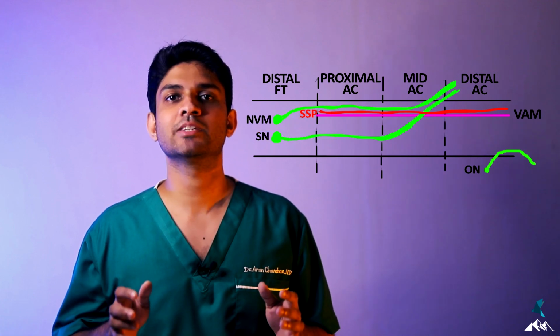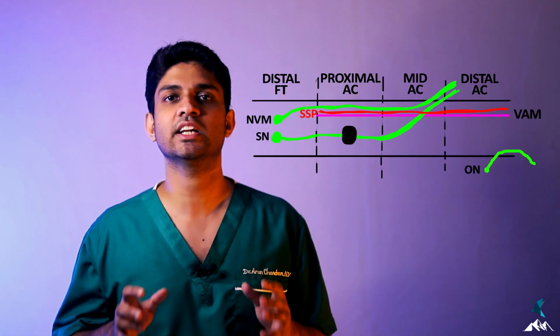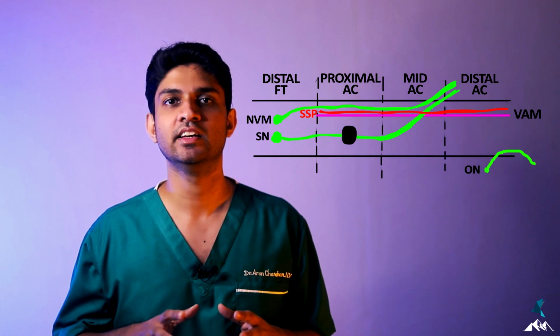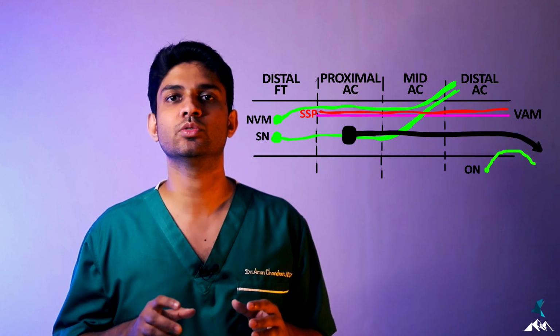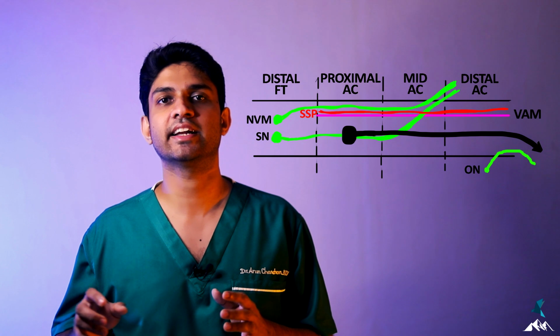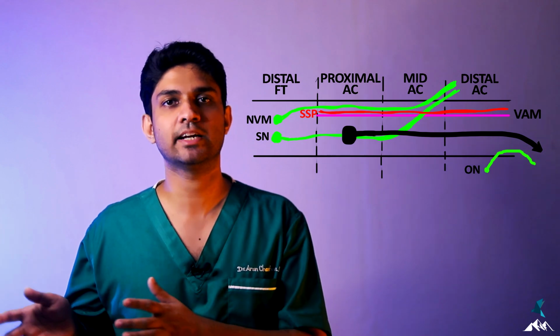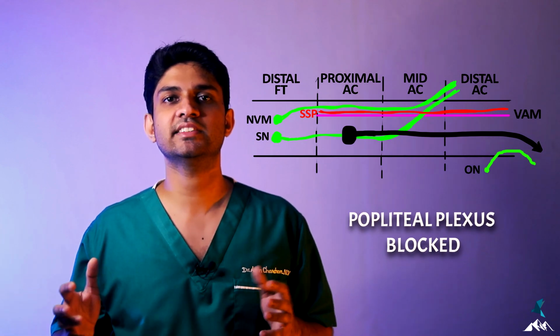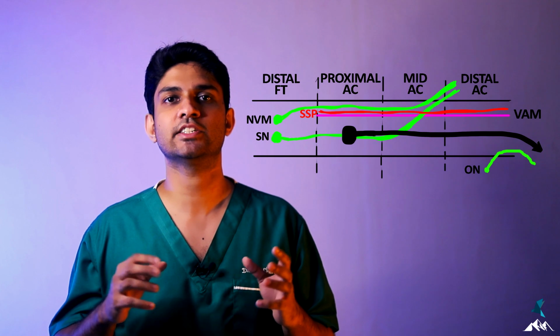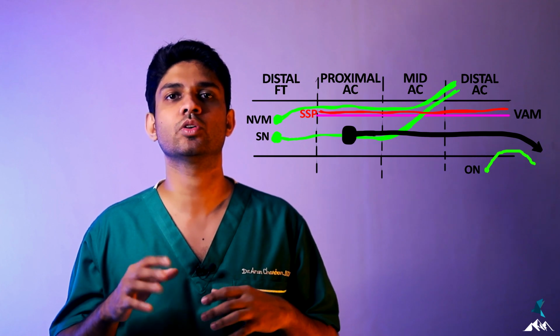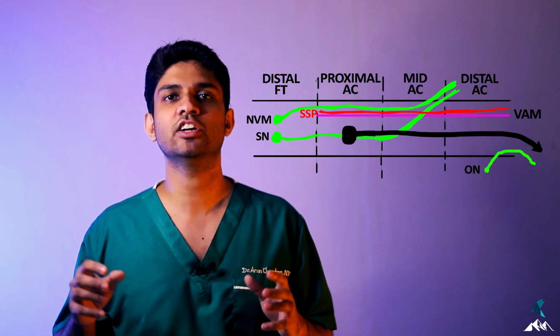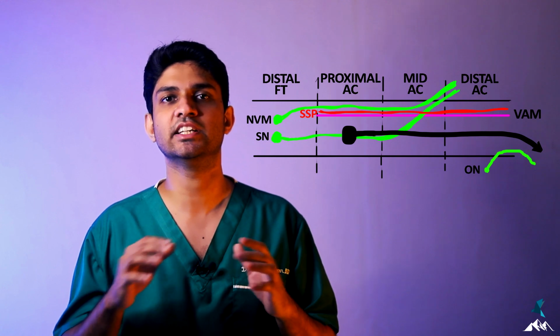Now let's see the proximal adductor canal. If we deposit the local anesthetic in the proximal adductor canal, the drug will go distally through the adductor canal to the adductor hiatus and then reach the popliteal plexus. What we have to understand is that the sartorius and the vasoadductor membrane are lying so closely that it is very difficult to inject the local anesthetic in between these two.